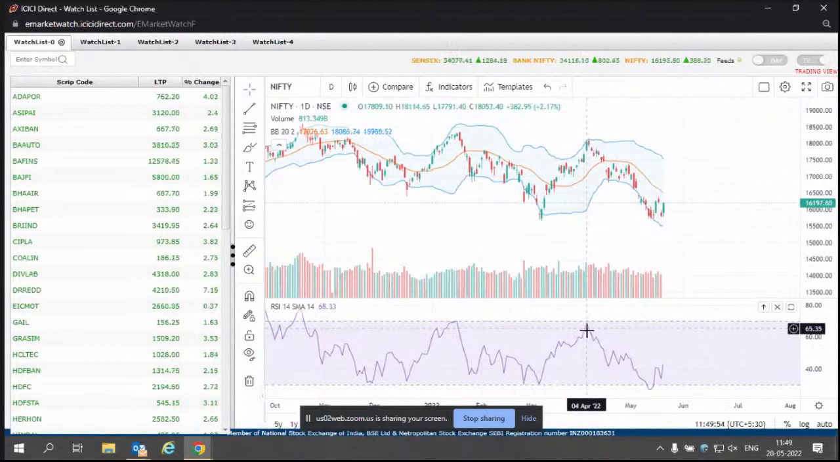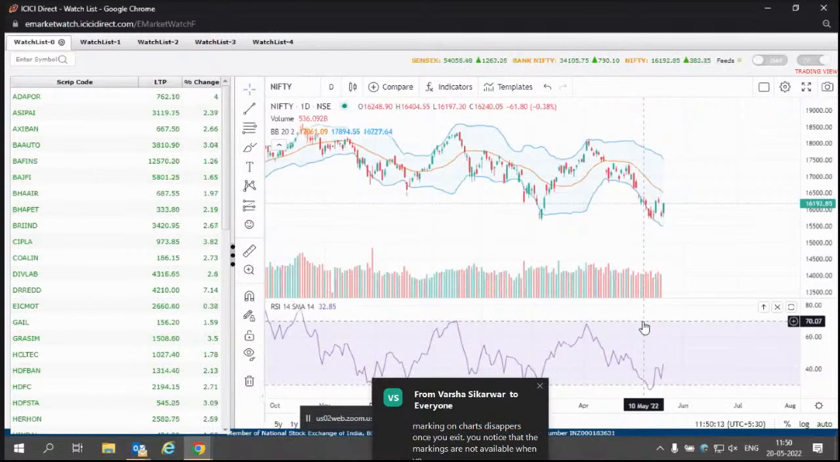As Dharmesh explained very well, 70 is considered to be the overbought condition where you can rely on it to short your stocks. So yes, definitely you can put multiple indicators on the same chart. You can put as many as you want.